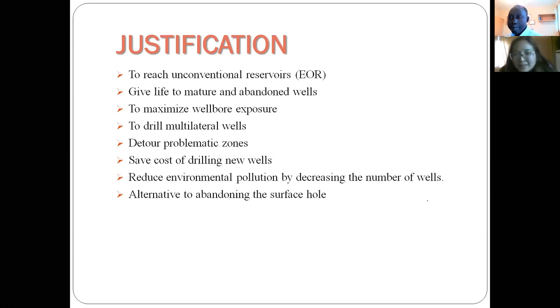Okay, the next question from Roberta. The whipstock orientation is very important. So what kind of whipstocks bring us most advantages, mechanical or hydraulics? Roberto, hello. Can you hear me? The question from Roberta: the whipstock orientation is very important. So what kind of whipstocks bring us most advantages, mechanical or hydraulics?